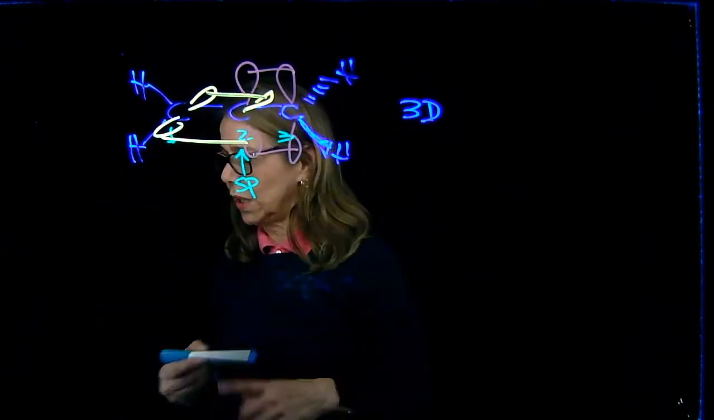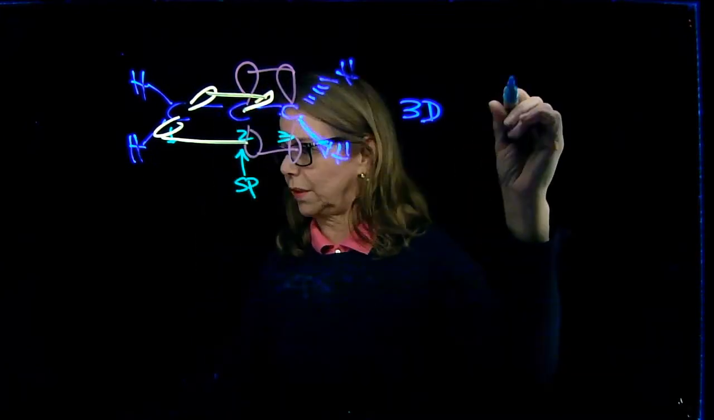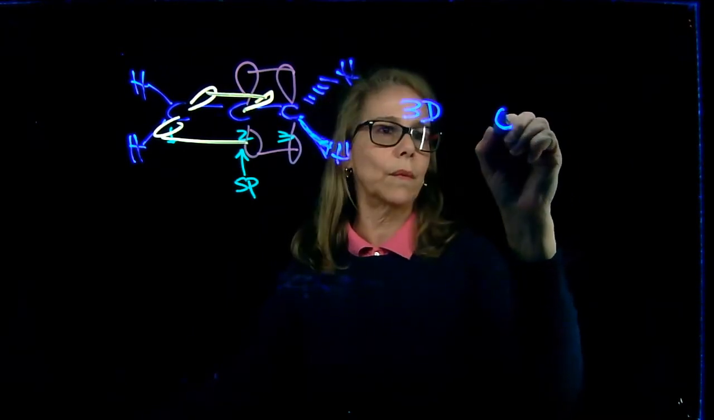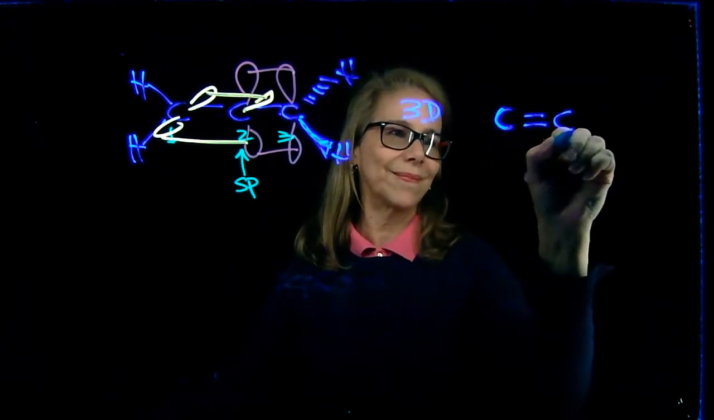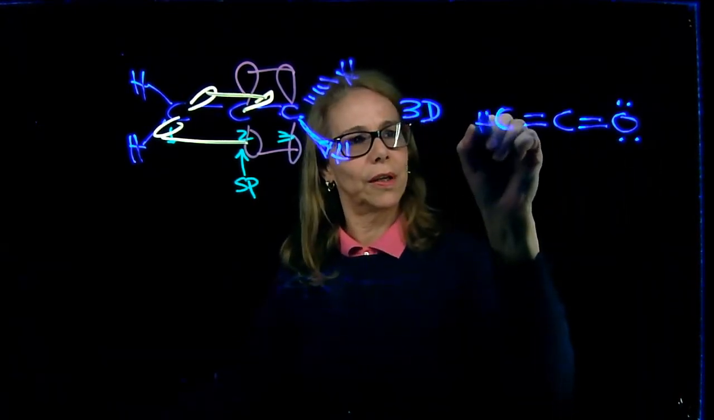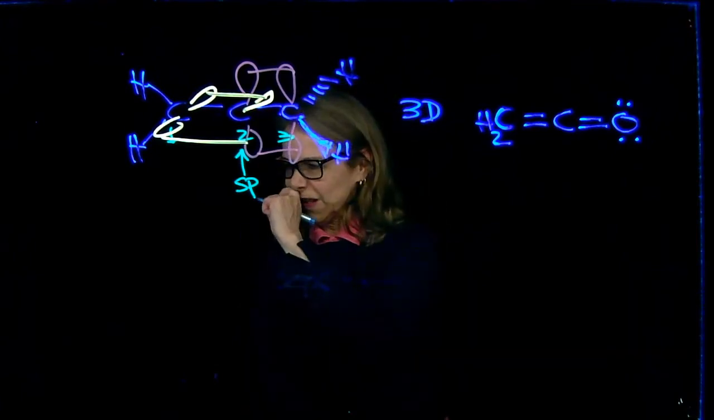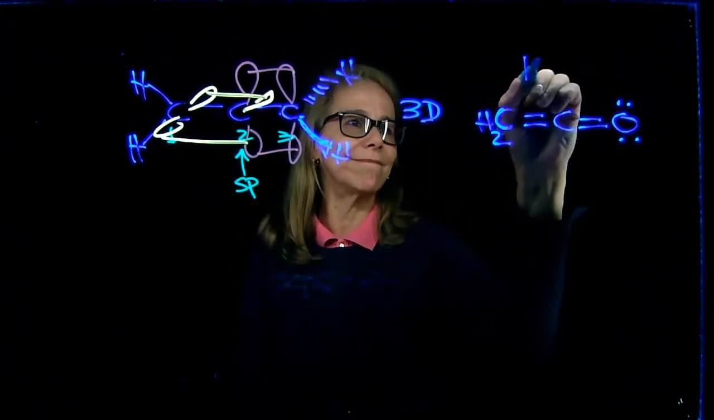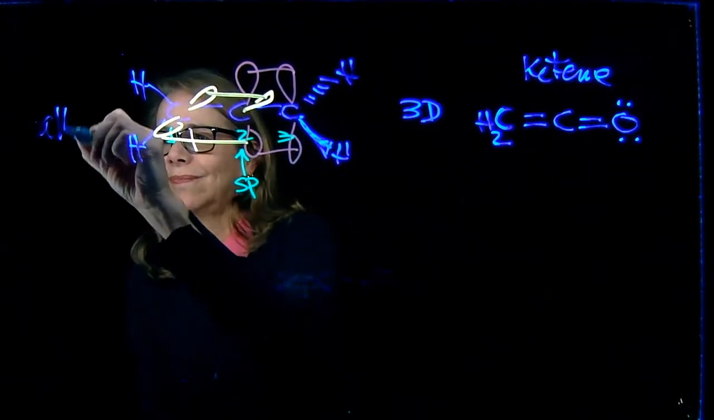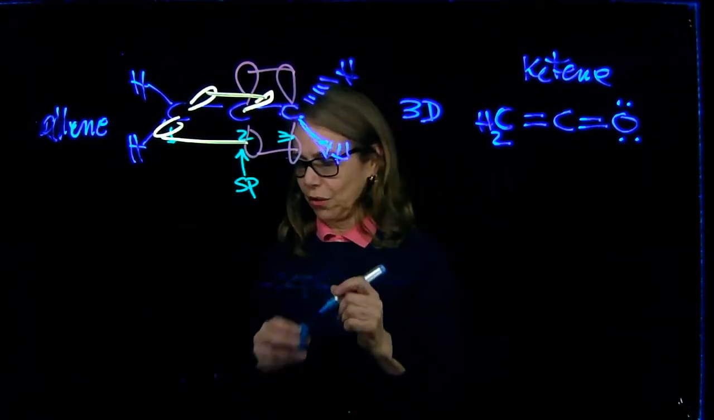But now I'm going to draw another molecule. So let's do the formula just here. Now I'm going to have this molecule, and here we will have two hydrogens. This molecule is actually called ketene. This was allene. And I'm going to draw that molecule now.